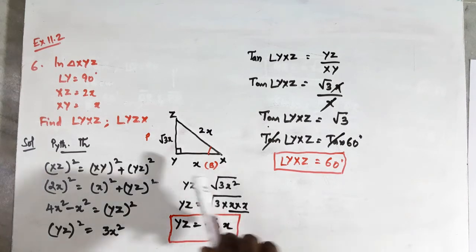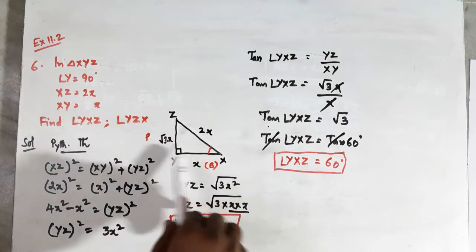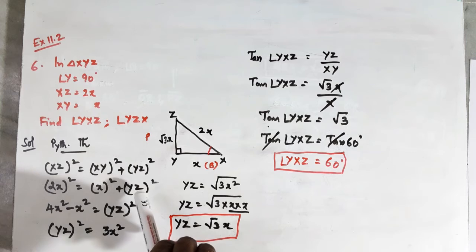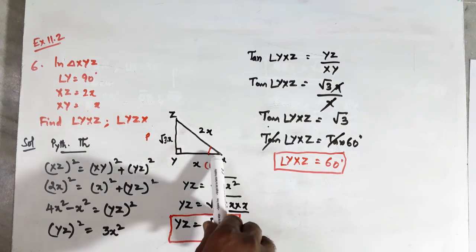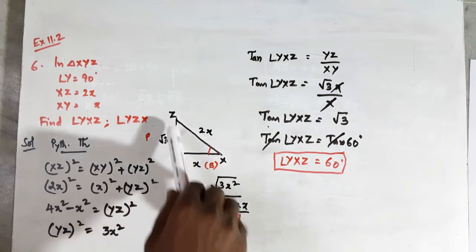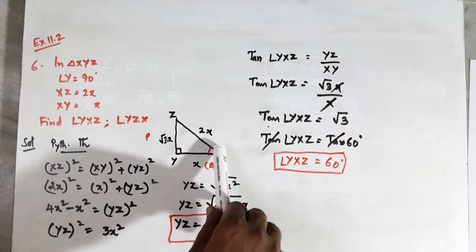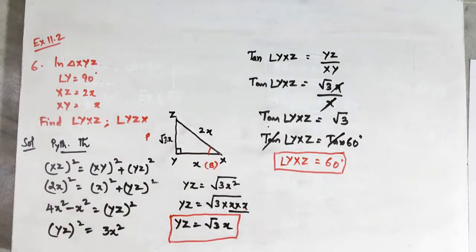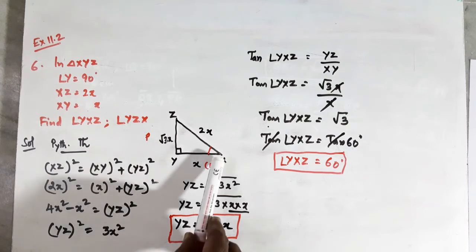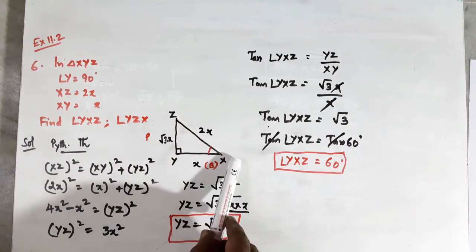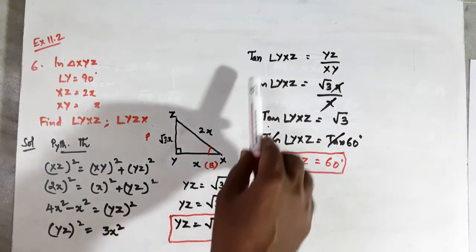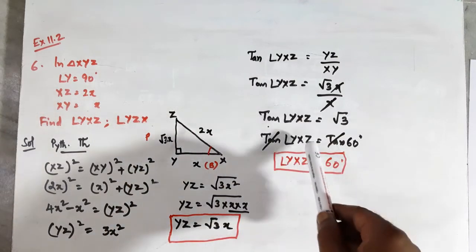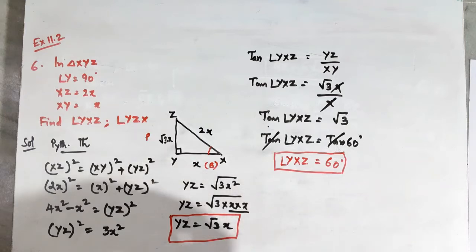So you can ask, sir, why do we have to take opposite side by adjacent side? You can take any value. If you take adjacent side by hypotenuse, again you will be getting the same values. Or opposite side by hypotenuse, anyway, but here I have taken tan. You can take sine or cos, anything, you will be getting the same solution.